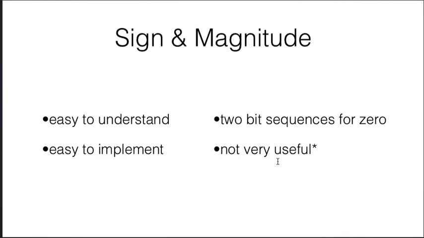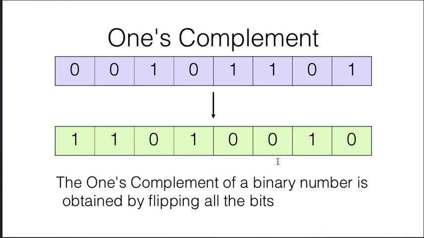So sign and magnitude is easy to understand, it's easy to implement. You've got two bit sequences for 0, it's not great. And it's not very useful. And I'll show you what that means. Okay? So in the next class, we're going to look at a thing called ones complement. And this is another system for representing integers with a sign, so positive and negative integers. And once again, it still needs an extra bit so that you can tell whether something is positive or negative. This system is a bit more complex, but it's a bit more useful. So that's what we look at in the next class.